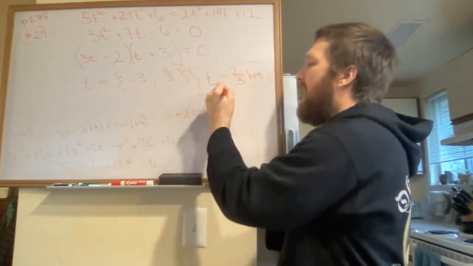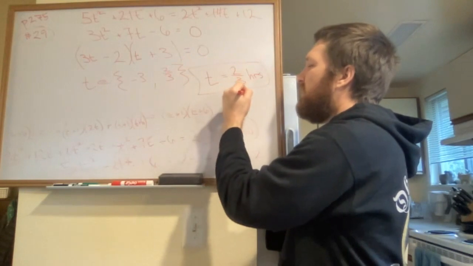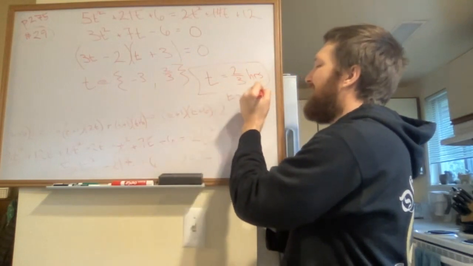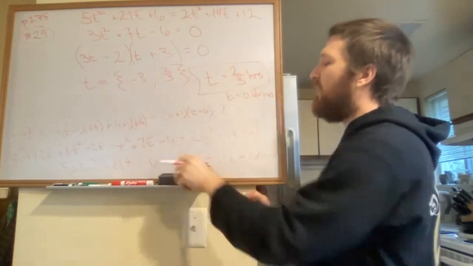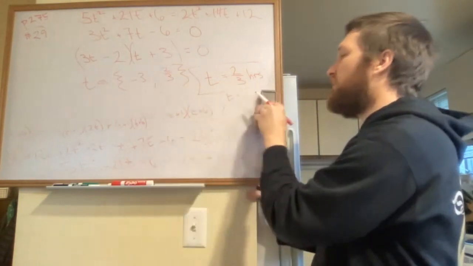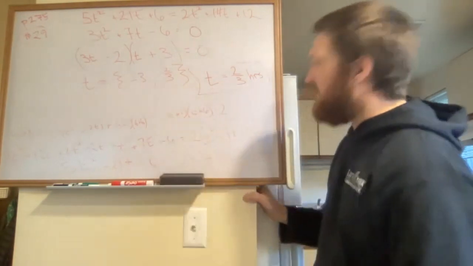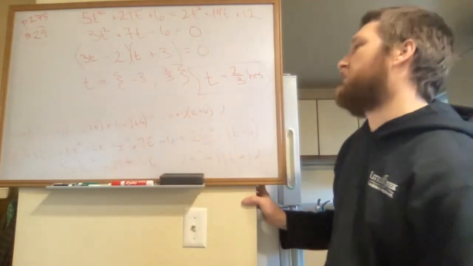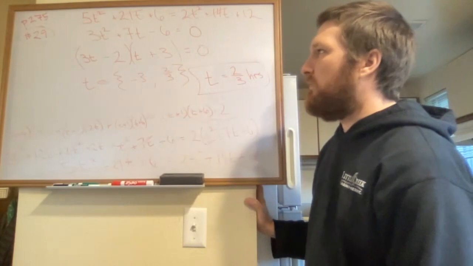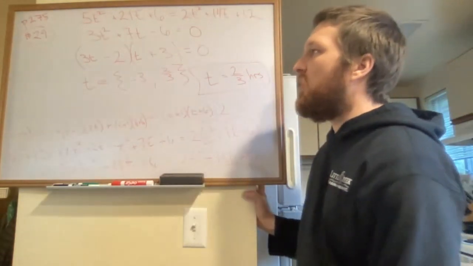We could write it like that, or we could say t equals 0.66 hours or whatever. I'd much prefer 2/3. That makes sense to me. 2/3 of an hour for the 3 trucks to do the job together. So that's that one.